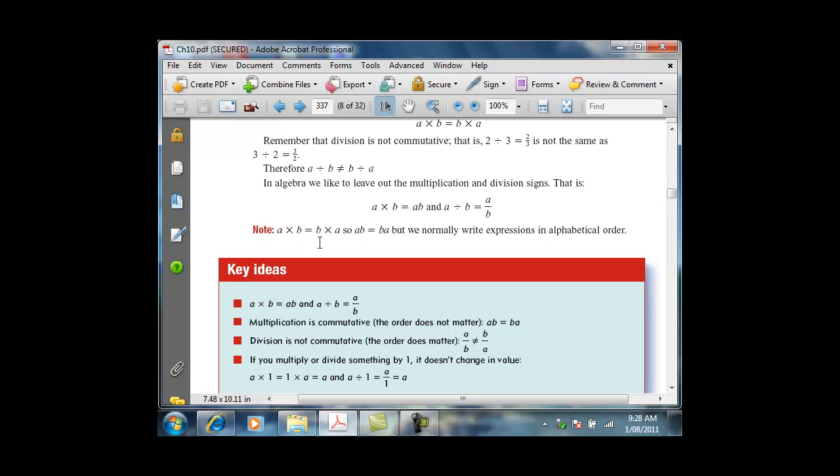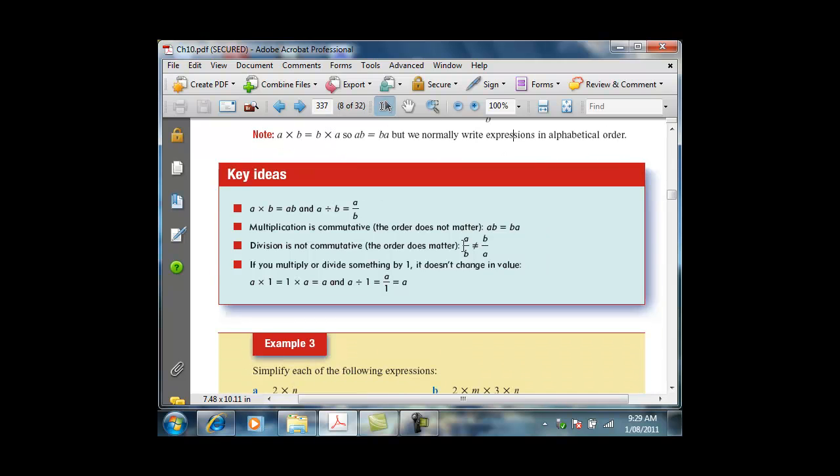Note A times B is the same as B times A. So AB is BA. They're the same thing, because multiplication is commutative. 3 times 4 is the same as 4 times 3. But we normally write expressions in alphabetical order. Okay? Key ideas: A times B, we just went through this.